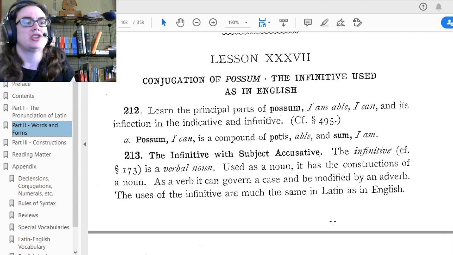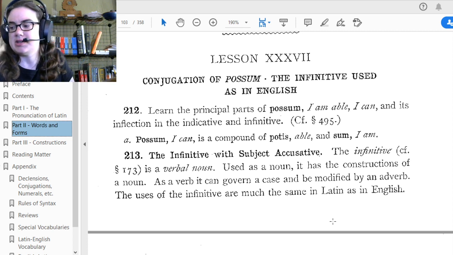We're going to finish up verbs for a while today, which is nice, and maybe get to something else. I can't remember if there was more than one section on verbs. But that'll be nice to be able to give verbs a break for a little bit. Because what we're learning is possum. And possum means I am able, I can.